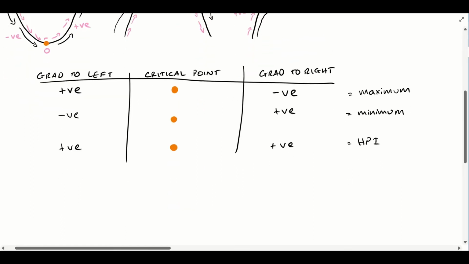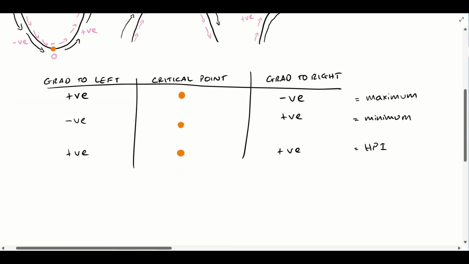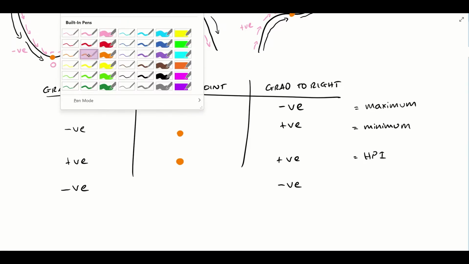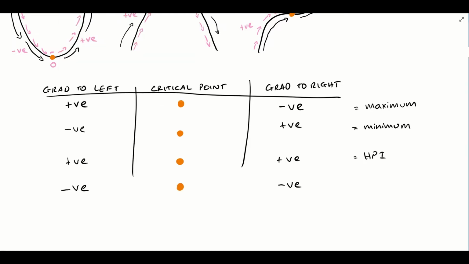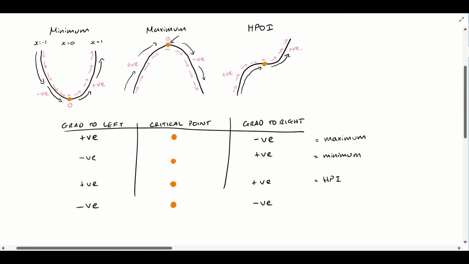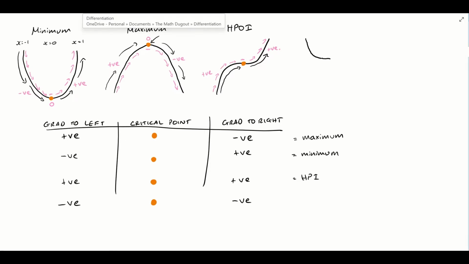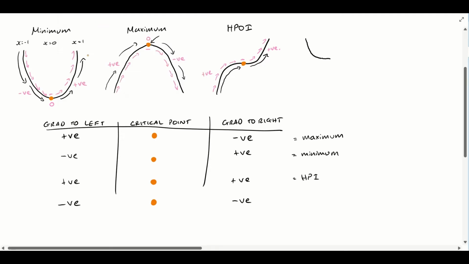But there's one more, which is when it's negative on both sides. So it's negative to the left, and it's negative to the right. And we'll put our critical point here in orange. Well, what will that look like graphically? That's going to look something like this. We're going to be coming down, down, down, down, down, down, down. Okay? We're going to get to our critical point there in orange.